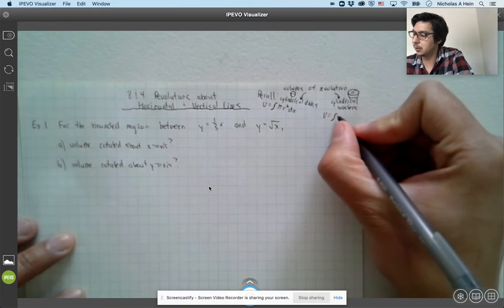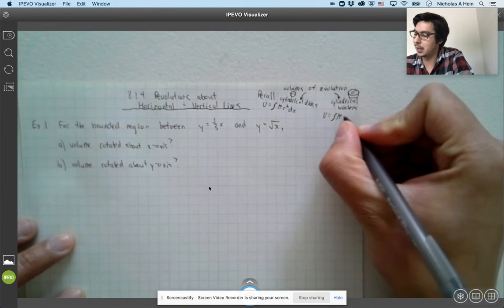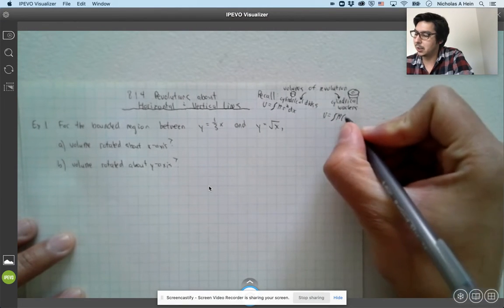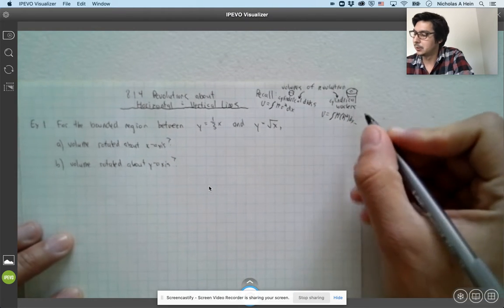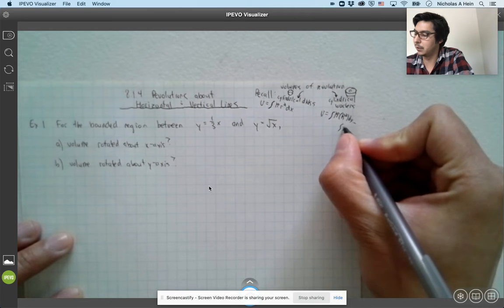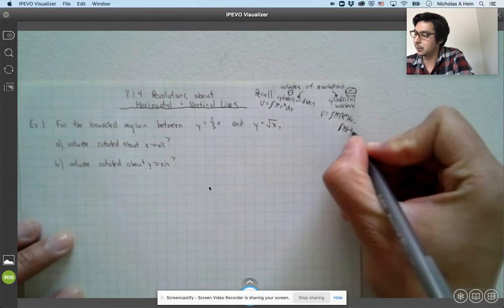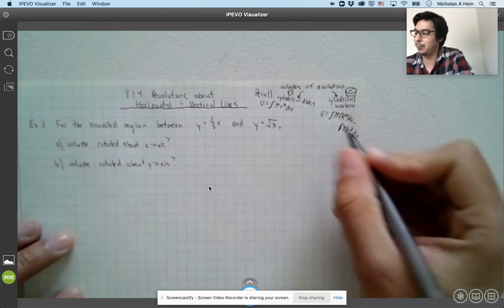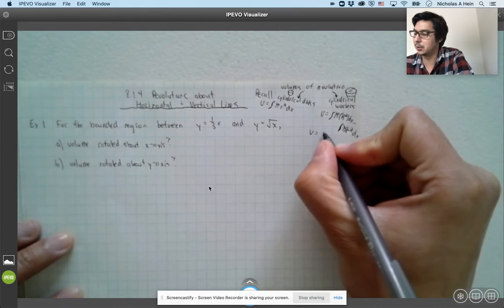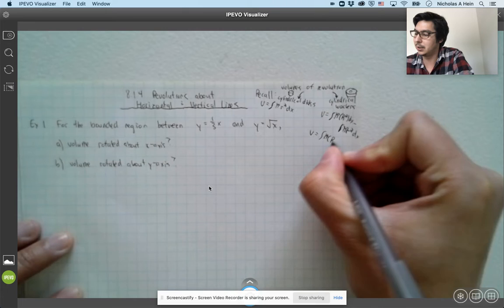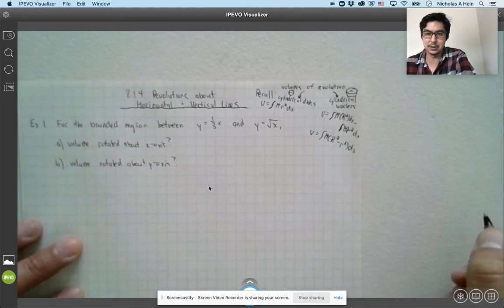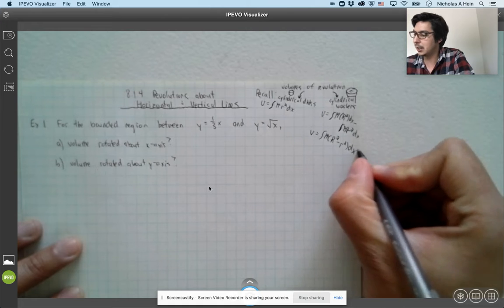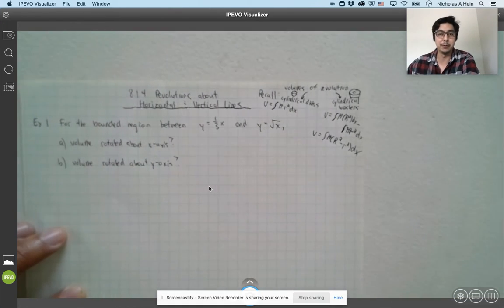A washer is the idea that it's pi of the outside, so it'd be pi R squared dx minus the volume of the inside, which would be minus pi little r squared dx. But we can simplify this into just saying volume is the integral of pi, the outer radius minus the inner radius squared, and then the thickness. So that's the idea of what we've learned so far.